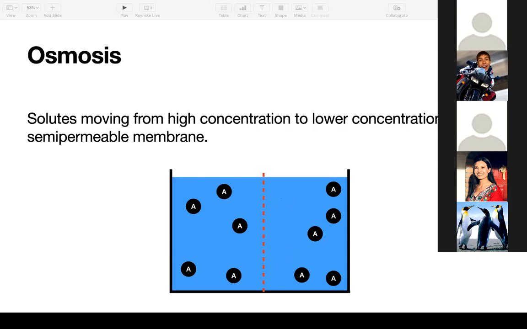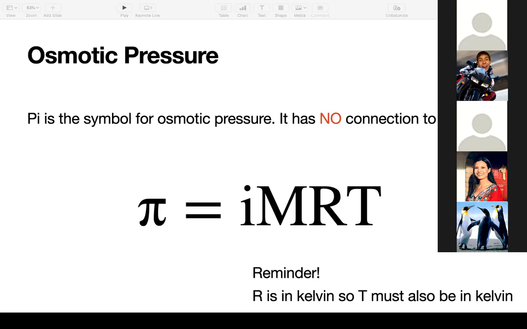So, osmotic pressure. Pi is a symbol for osmotic pressure, and in this case the symbol has nothing to do with the mathematical value of 3.14. There's no connection, it's just a symbol that we use. So pi equals the Van't Hoff factor multiplied by molarity, multiplied by R, our gas constant, multiplied by T, which is just temperature.